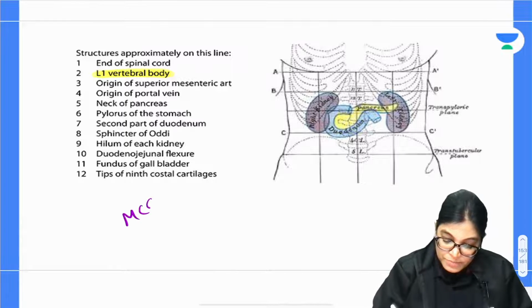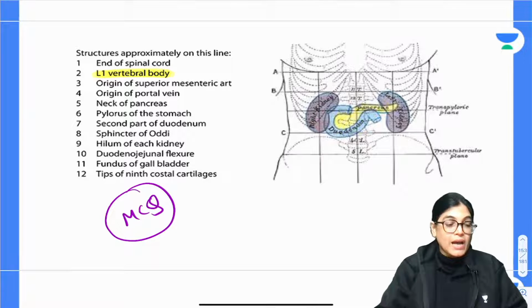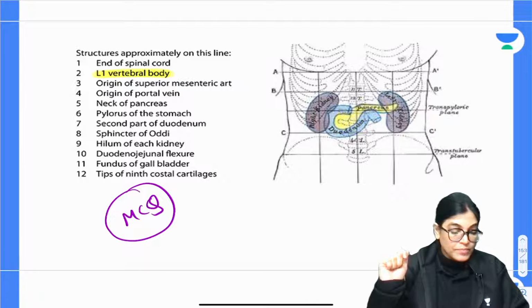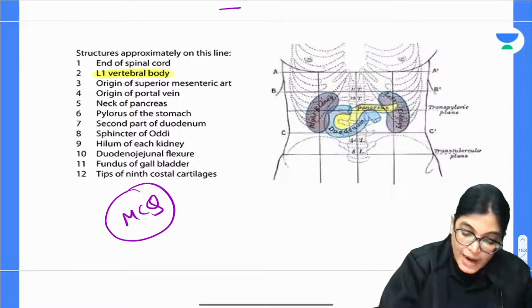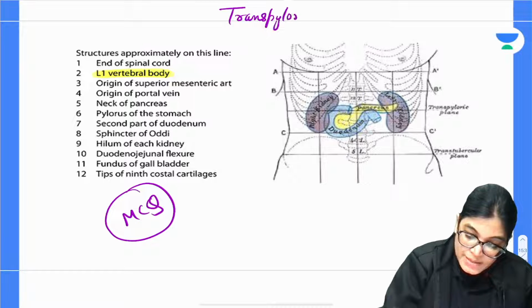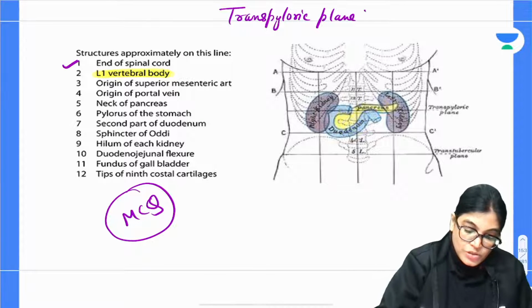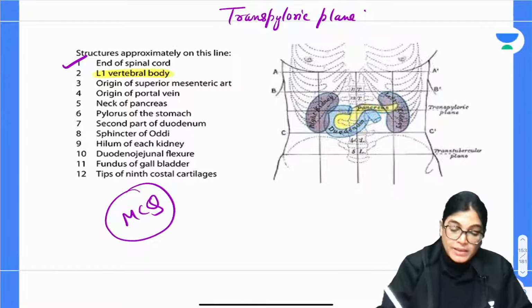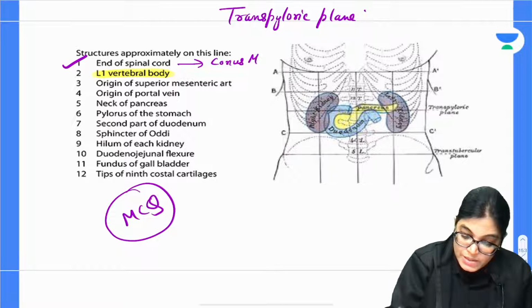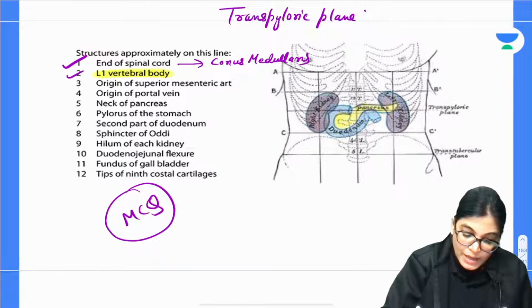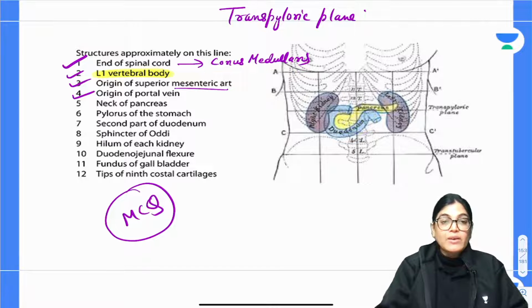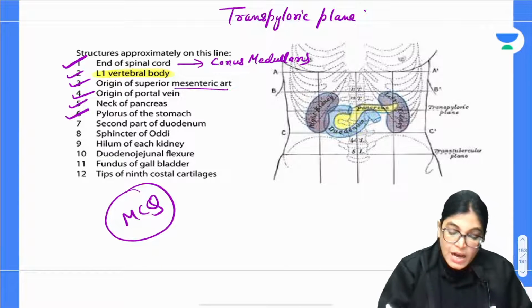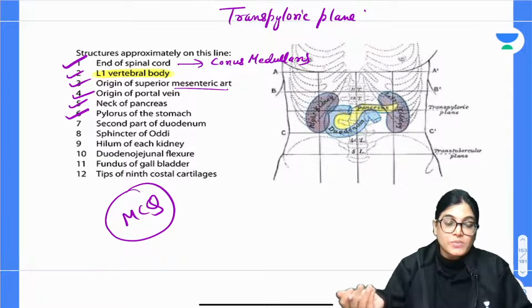In the MCQs, we have seen that it has been asked many times, the structures located at the level of L1 lumbar vertebra or the transpyloric plane. At the level of the transpyloric plane, Addison plane, the structures lying are: the ending of the spinal cord, that is conus medullaris; origin of superior mesenteric artery; origin of portal vein, formed behind the neck of pancreas by joining of superior mesenteric vein and splenic vein; neck of pancreas; pylorus part of the stomach. So only it is called the transpyloric plane.